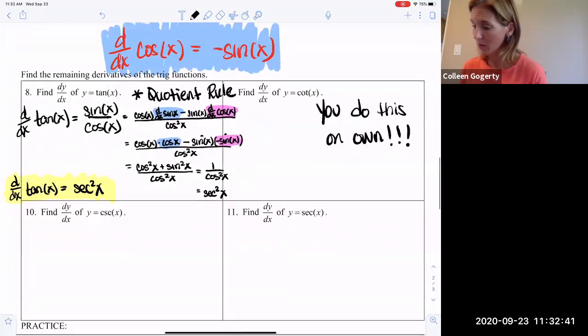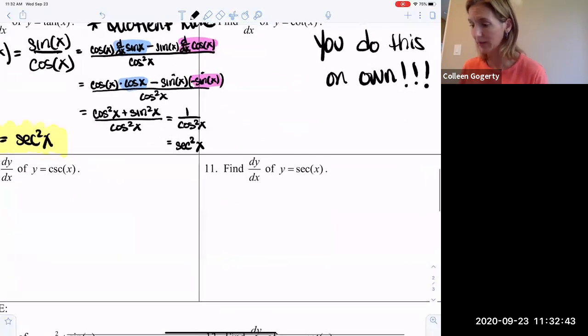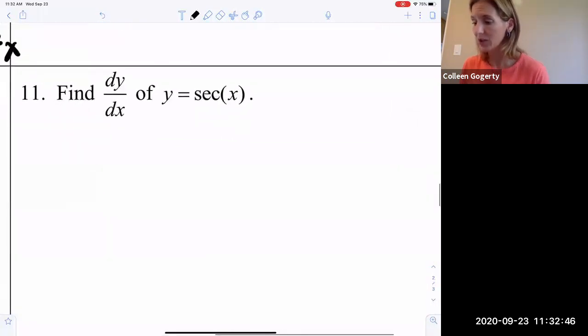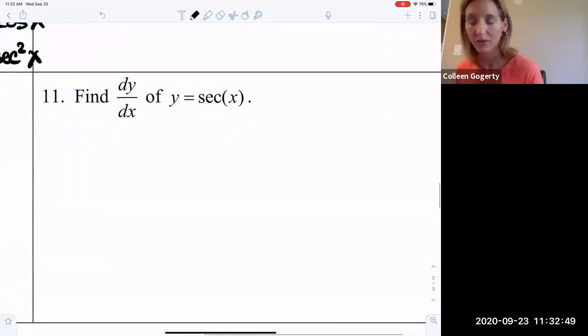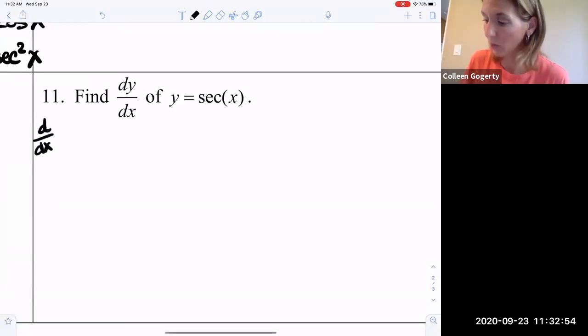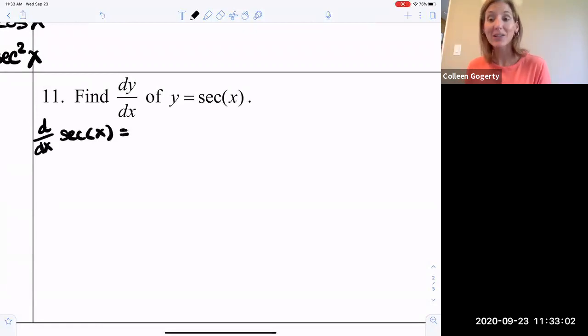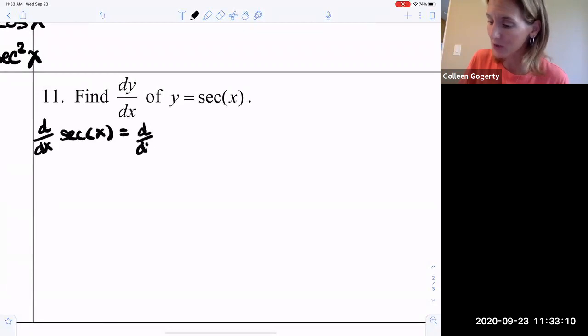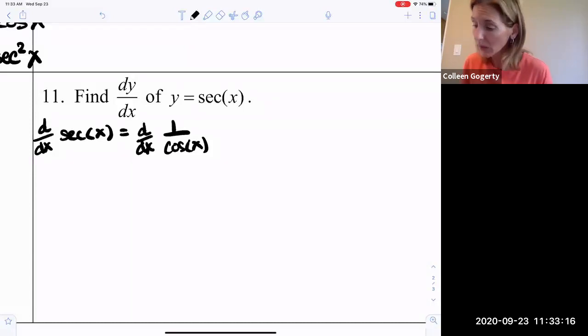So for right now, I want us to do another one. How about we try maybe number 11? We're going to do the derivative of secant. So that means I need the derivative, or y prime, of secant of x. Well, I can't just do secant right away. I need to change that into sine and cosine, or some variation. So really what I'm after is the derivative of 1 over cosine x.